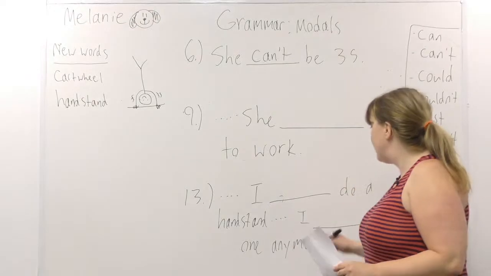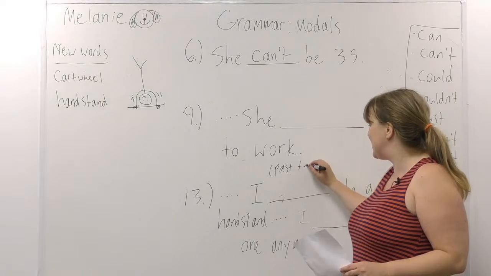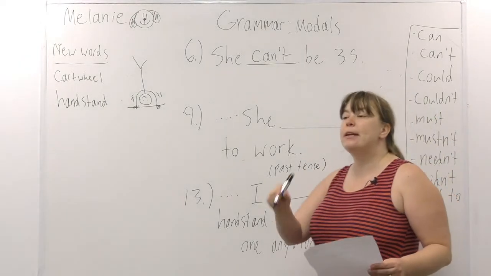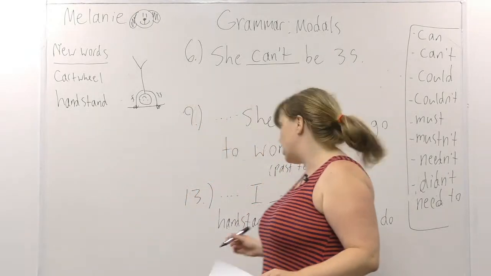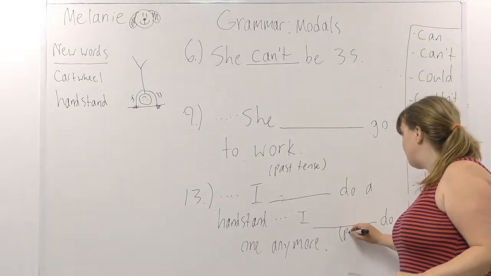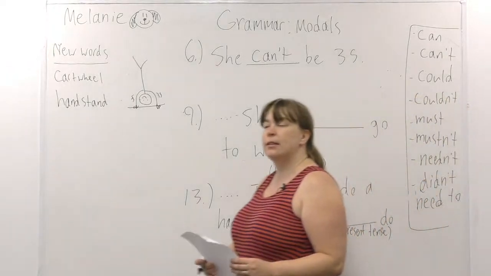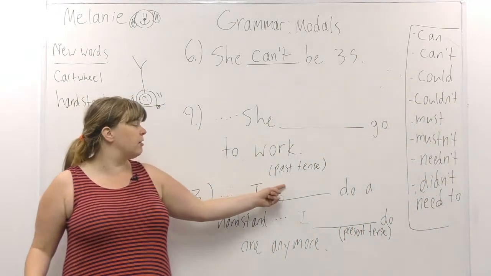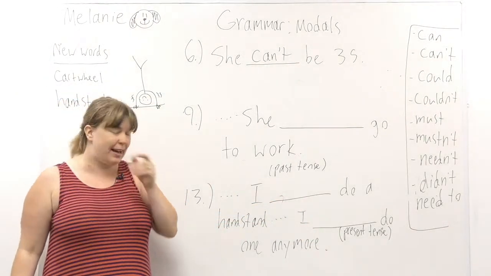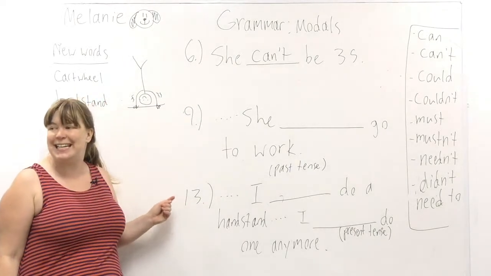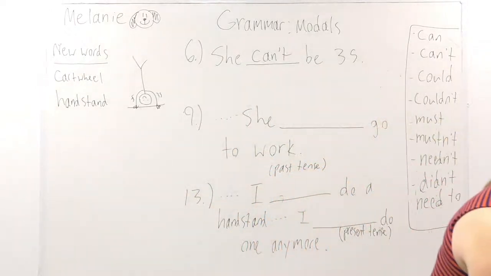Okay, so number 13: when I was in school, I blank do a handstand. So remember, this is going to be past tense. But now I'm older. I'm an adult. Now, this is going to be present tense. So be careful of the tenses here. And we're referring to ability. Let's see if you guys can do number 13. We got 3 minutes left. Make it count.